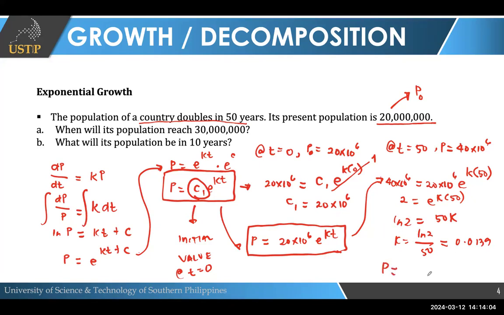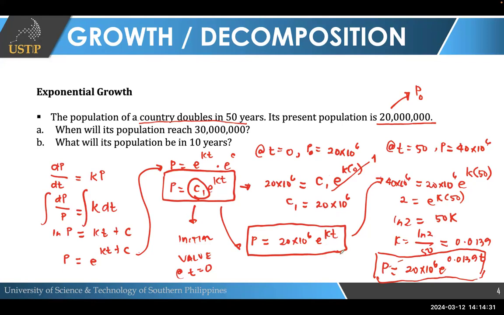Therefore, our particular solution, class, is p equals 20 times 10 to the 6 e raised to 0.0139, which is the value of k, times t. So this is your particular solution. So we can also solve parts a and b, class. I will put the annotation in the final PDF that I will give you, class.